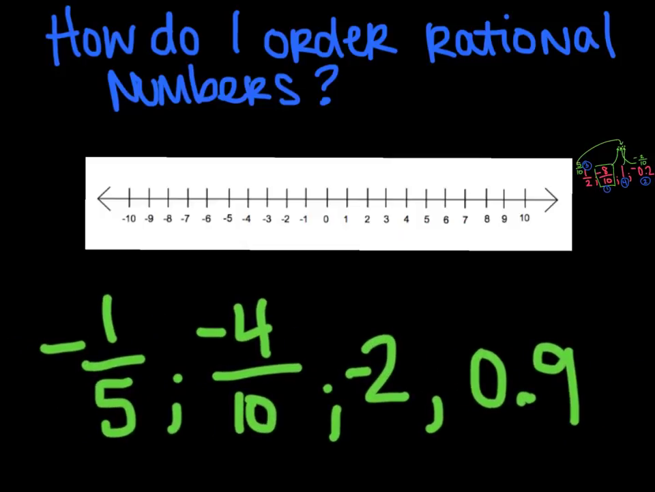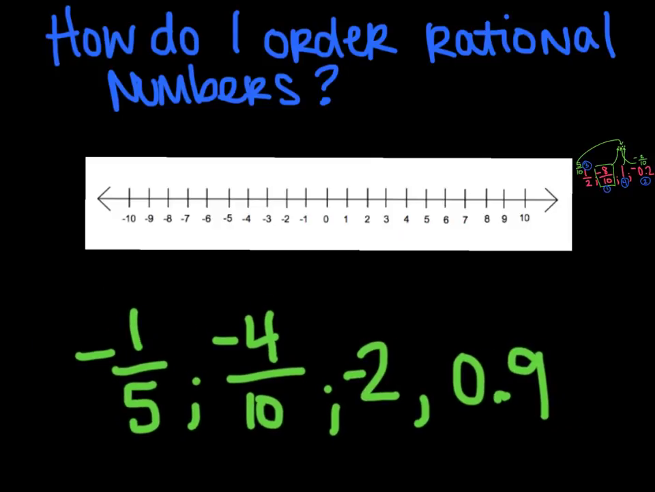Second example for you, -1/5, -4/10, -2, and 9/10. Again, you can choose to put them all as decimals or all as fractions. It doesn't matter. I personally like working with fractions better, and so I'm going to make these all have a common denominator. There's 9/10. That's easy. -2 is going to stay -2. -4/10 is going to stay -4/10. And -1/5, I'm going to change it to have a denominator of 10, which will give me -2/10.